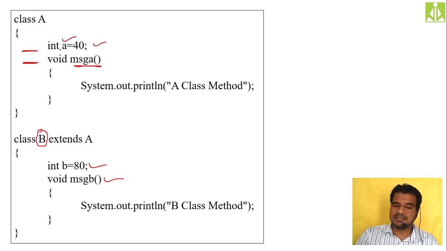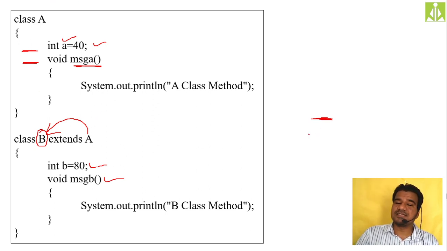So why can I access a and message A? Because class B is inheriting all the default members from class A to class B. That's the reason I can access this 40, this message A, as well as this 80 and message B. Moreover, I am creating this B class object in a different class, and using the B class object, I am accessing all these.